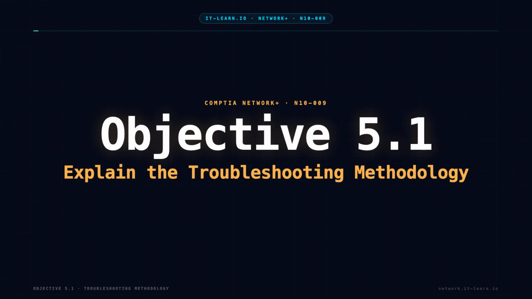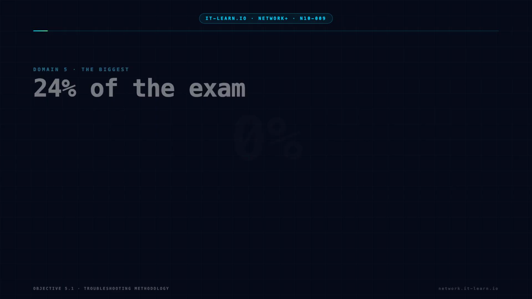Last domain, we hardened the network and locked it down. Now comes the part everyone actually does for a living. Fixing it when it breaks at 2 a.m. and the VP of sales can't get email.